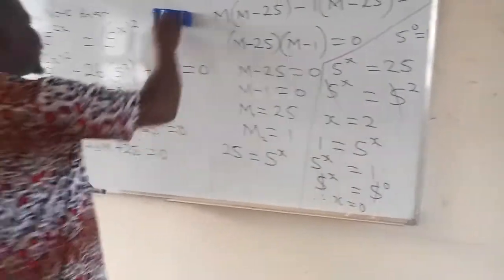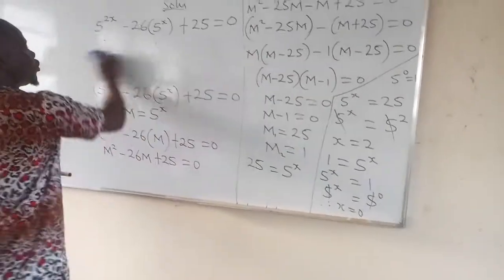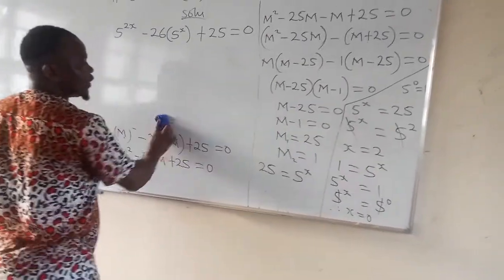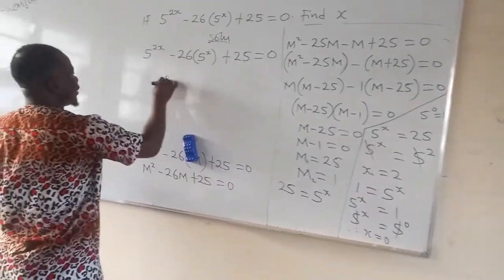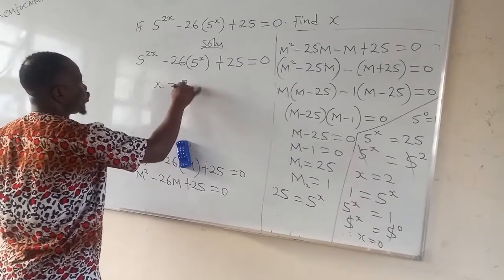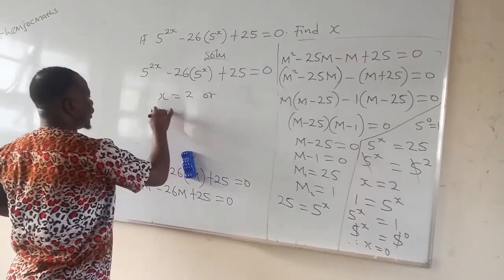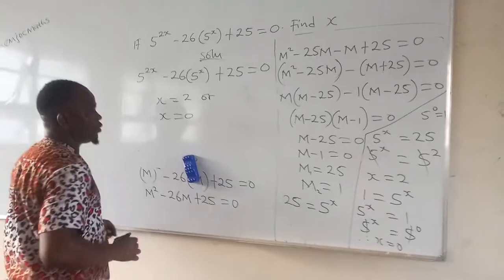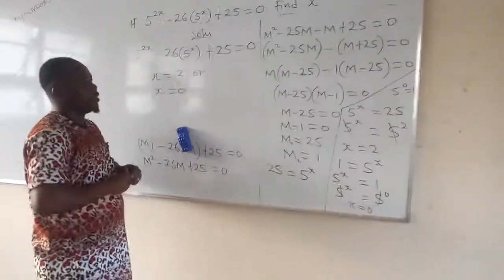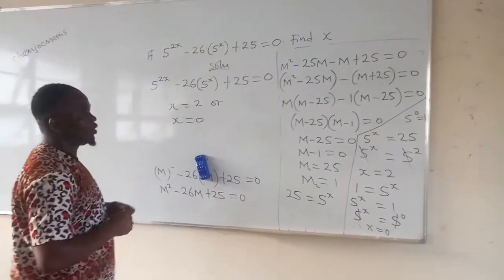So finally, we can conclude by saying that our x is equal to 2 or x is equal to 0. Any question? If there is no question, thank you very much.